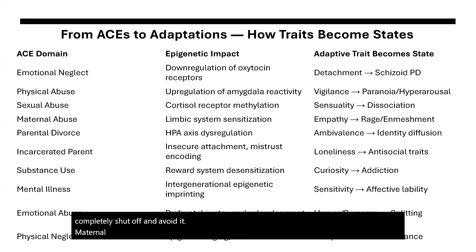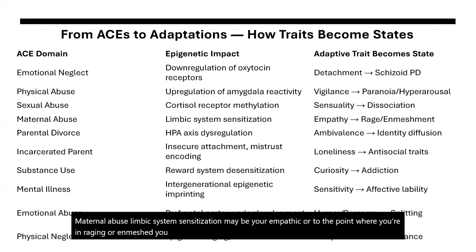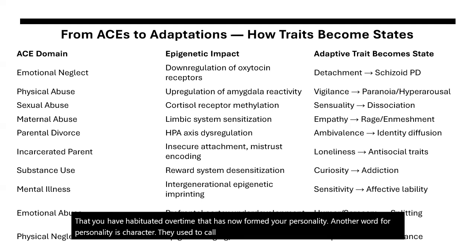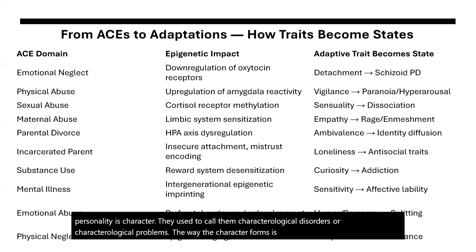Maternal abuse, limbic system sensitization. Maybe you're empathic to the point where you're raging or enmeshed. You are basically looking for what behavior did you learn at the time of the childhood events that you have habituated over time that has now formed your personality. Another word for personality is character. They used to call them characterological disorders or characterological problems. The way the character forms is through habituation.